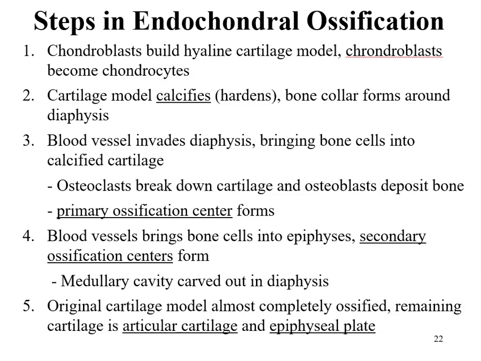Finally, when we're done, the original cartilage model is almost completely bone. It's been ossified. The 2 remaining areas of cartilage are the articular cartilage of the joints, where the epiphyses will touch other bones, and the epiphyseal plate between epiphysis and diaphysis, which allows long bones to lengthen after this initial ossification. So we don't have to remain the size of infants.